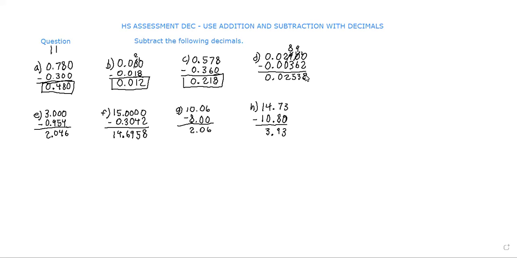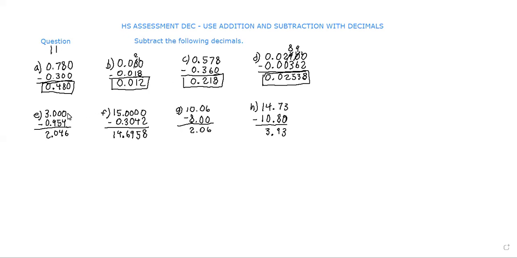So 10 minus 2 is 8. 9 minus 6 is 3. 8 minus 3 is 5. 2 minus 0 is 2. 0 minus 0 is 0. And 0 minus 0 is 0. So our answer will be 0.02538.